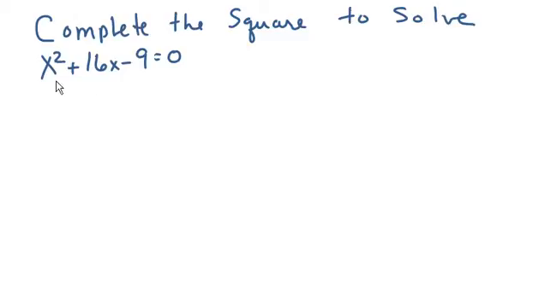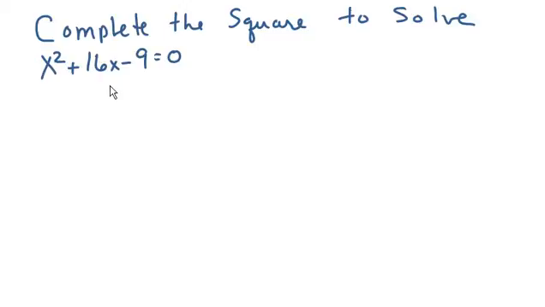In the journey to solve quadratics, we have discovered that factoring is not always possible for every quadratic. So today we're going to look at another technique called completing the square, which uses properties of algebra to create a perfect square, to which we can then apply the square root property.